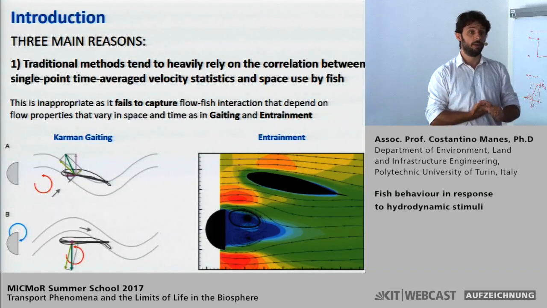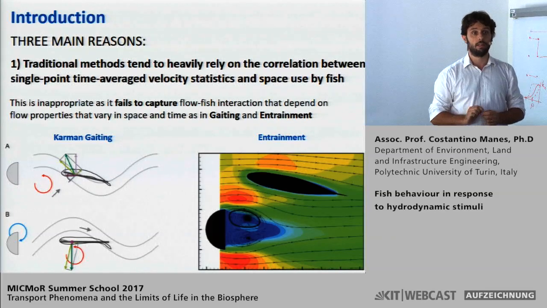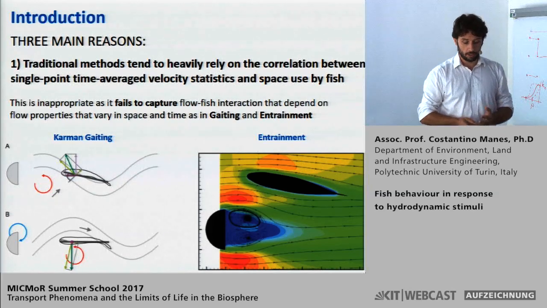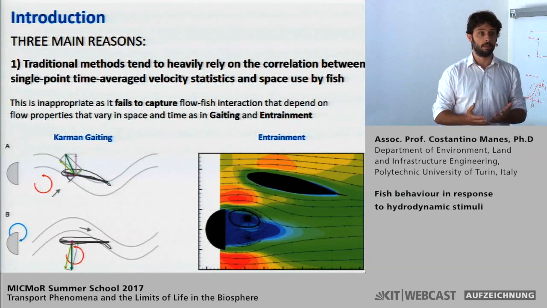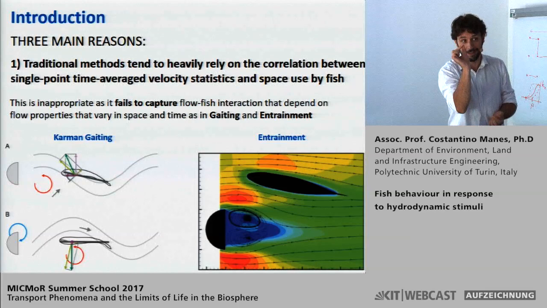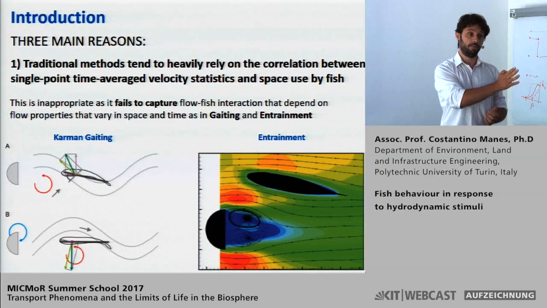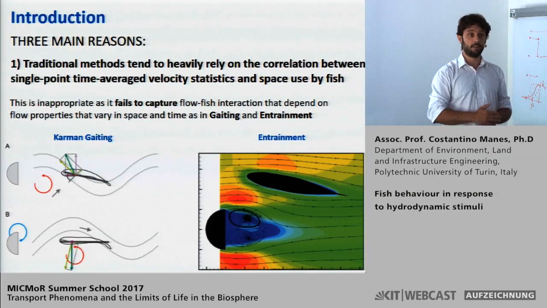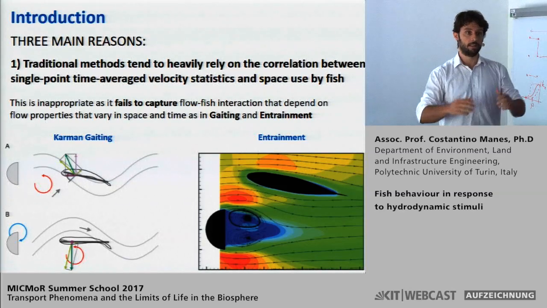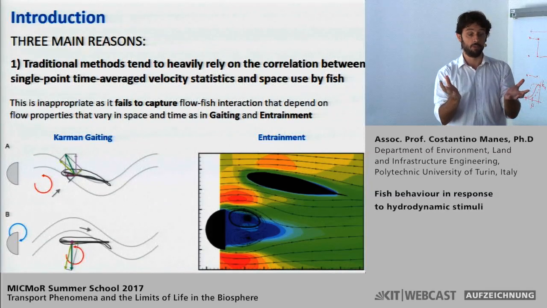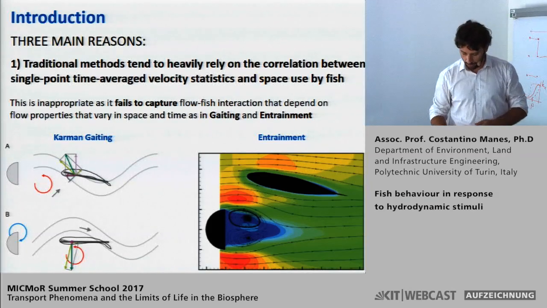However, as we have learned in the previous slides, the characterization of the velocity statistic at a single point fails to capture flow-fish interaction where flow properties vary in time and space, simply because it's a one-point description. So it would fail to capture Karman gaiting, for example, where fish slalom, zigzagging among vortices. That would be very difficult to capture with a one-point measure. Or entrainment, where it's a whole flow field that really describes why the fish decide to entrain around the cylinder. So that's a shortcoming of traditional methods.